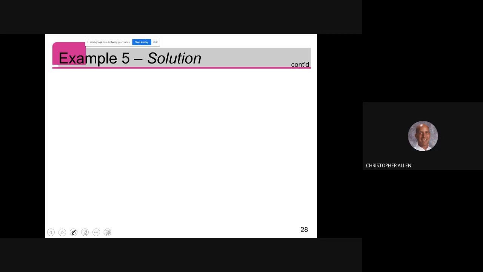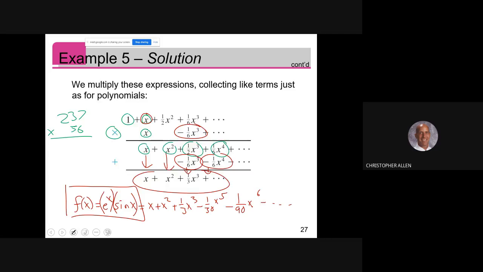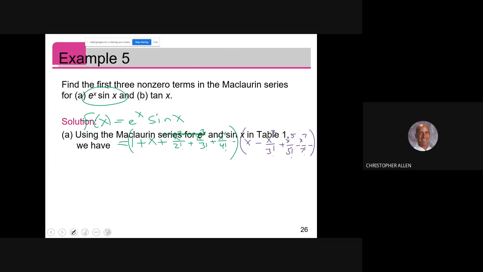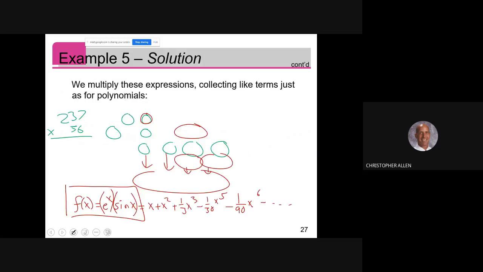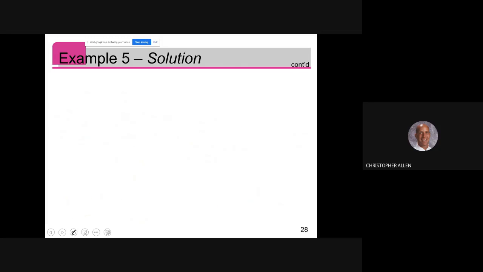Okay, so last one here. Let's go back and make sure I remember what our first problem was. Oh yeah, tangent x. Okay, so now we have to do tangent x. Last thing here. So now I want to do the tangent of x. Well, what's tangent the same thing as? Isn't it sine x over cosine x?